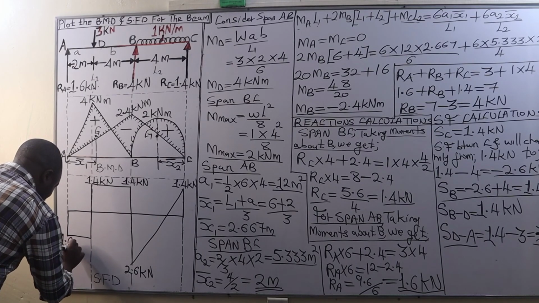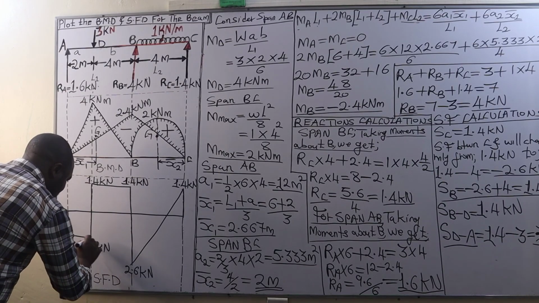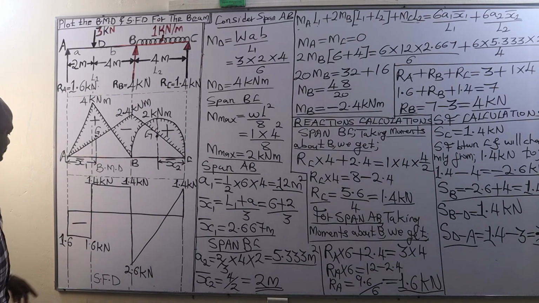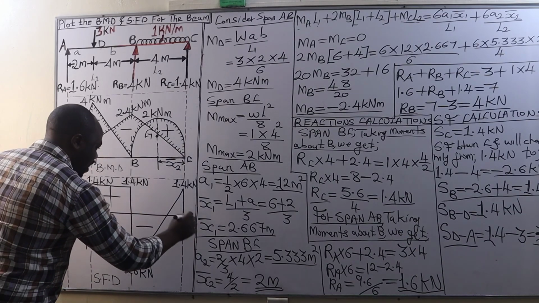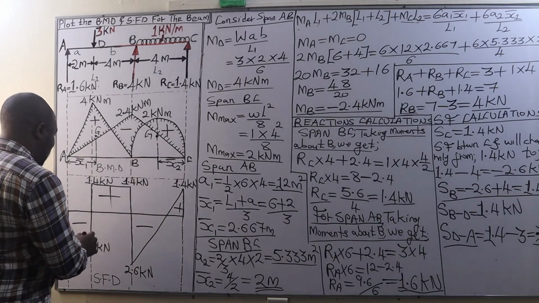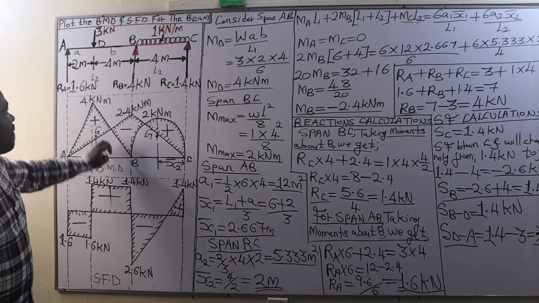So here we have 1.6 kilonewtons, whereby this is a negative shear force, this one is a positive shear force, this one is a negative shear force, and that is a positive shear force. So that's how we plot the shear force diagram for such a continuous beam.